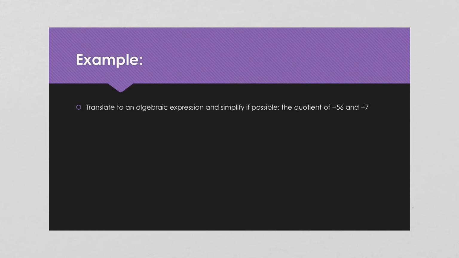Translate to an algebraic expression and simplify again. The quotient of negative 56 and negative 7. Quotient is a fancy word for divide. Negative 56 divided by negative 7. Negative divided by negative is positive, and this answer is 8.